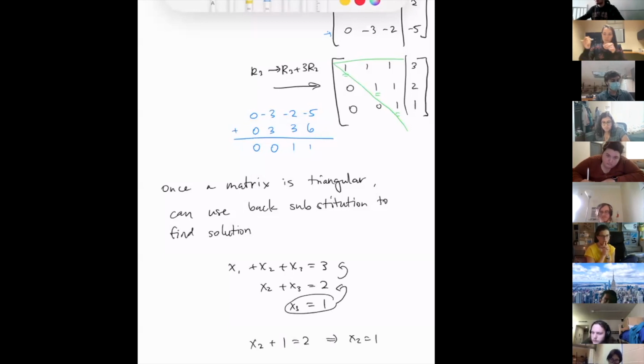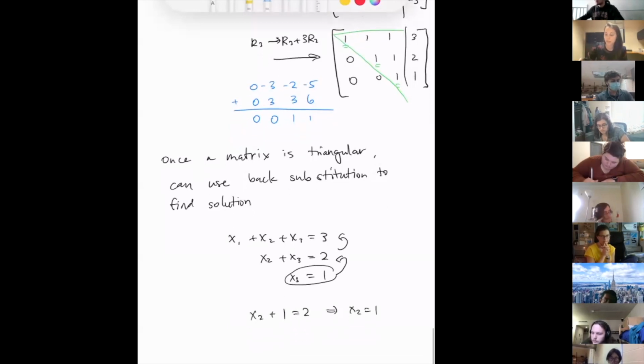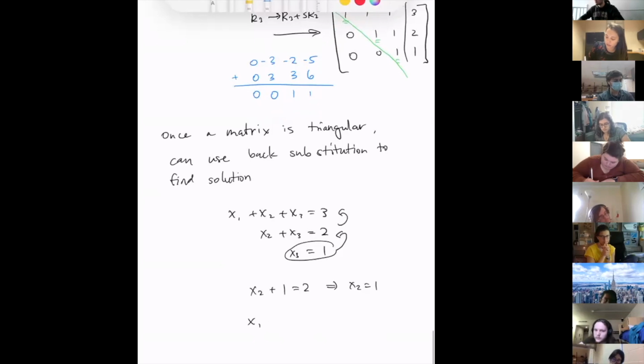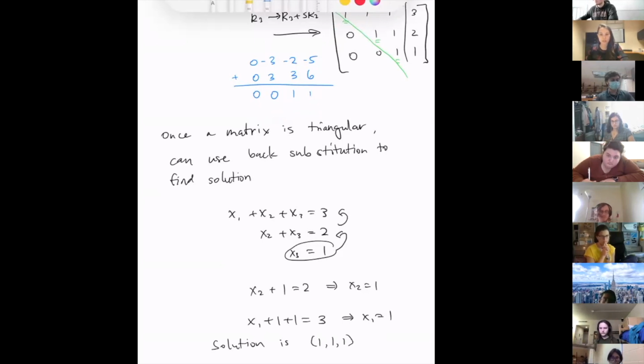So x2, replacing x3 with 1, equals 2, we get x2 equals 1. And then we use both of those to substitute into the top equation and figure out what x1 is. So we're piggybacking backwards, right? We get x1 plus 1 plus 1 equals 3, so x1 equals 1 as well, right? So our solution is 1, 1, 1. It's unique. We just have one, and that is it.